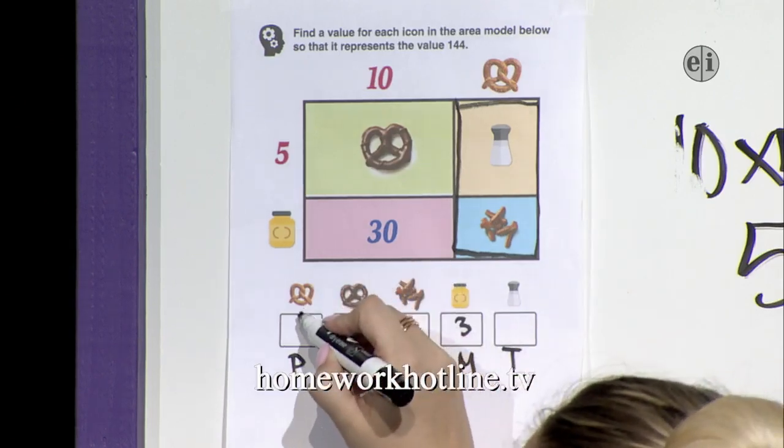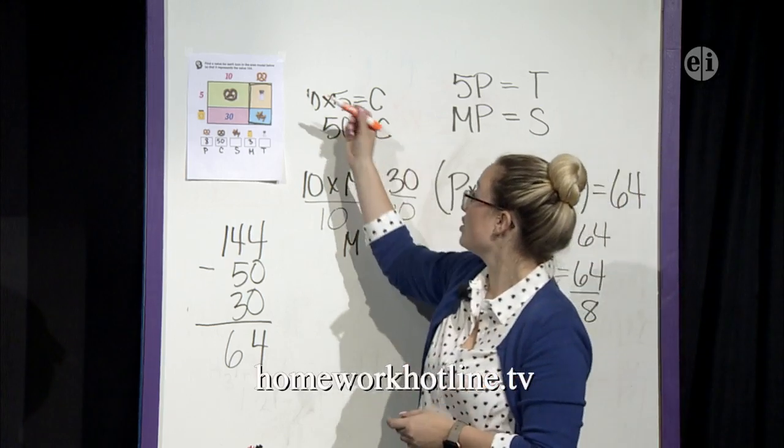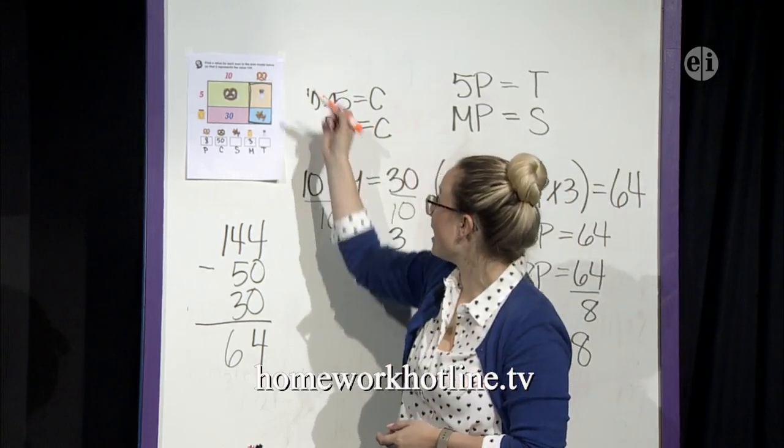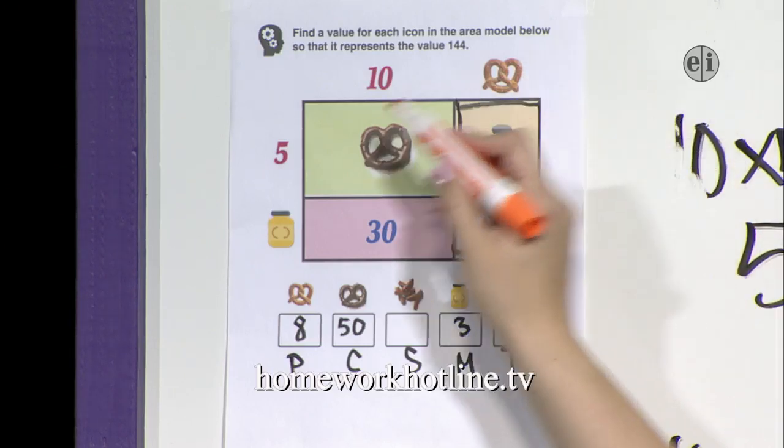All right. Whew. I'm going to switch colors just because it makes it fun. Let's do that orange. It was a good one. Now I think we're home free. Yeah, now it's a lot easier. So we have the pretzel up here as 8. So we have 8 times 5.